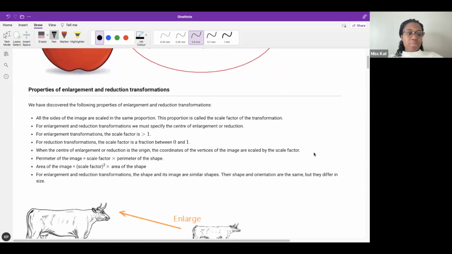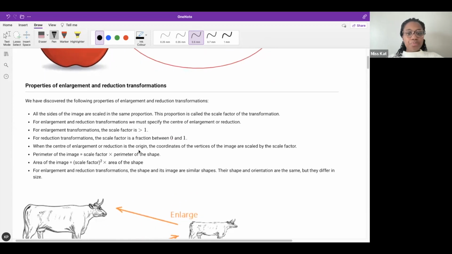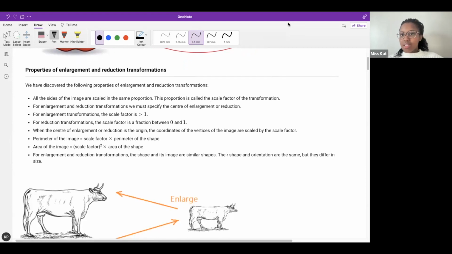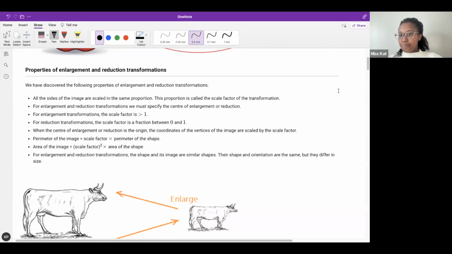Now, these are the properties that we have for enlargement and reduction transformation. Okay, so you guys need to take a screenshot of this because I feel like it's a lot of notes to try and write. I think you guys will be much safer.